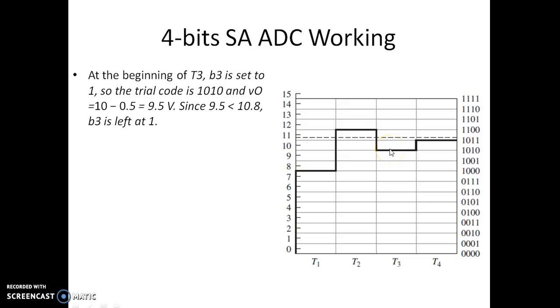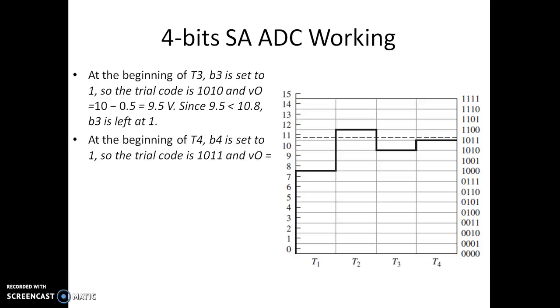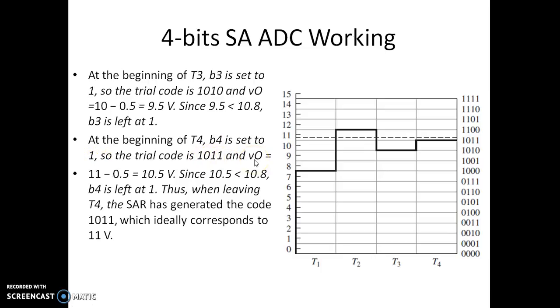So this is 9.5. Since it is less than 10.8, B2 is left at 1. So now B2 is left at 1. So let us see what happens. Since B2 is left at 1, at the beginning of T4, bit 4 is set to 1. So when bit 4 is set to 1, we have 1011 and the corresponding output voltage is 10.5. Now of course 10.5 is less than 10.8, so B4 is left at 1.